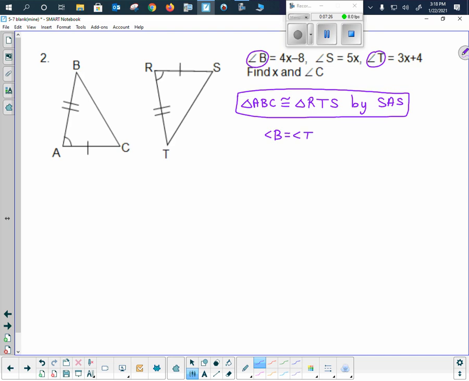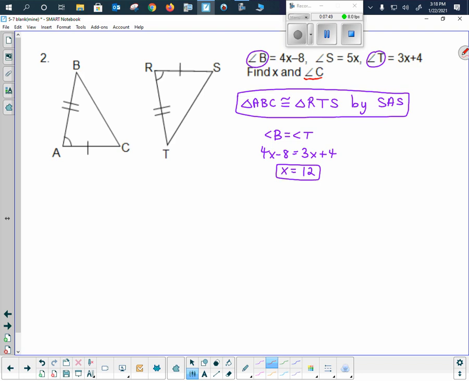Always tell me what you're doing so I know where the equation's coming from. Set 4x minus 8 equal to 3x plus 4. Solve for x. So if we subtract 3x from both sides, we'll have x. Add 8 to both sides, we'll have 12. I'll box that since we're supposed to find x. And then lastly, we're supposed to find this extra part.